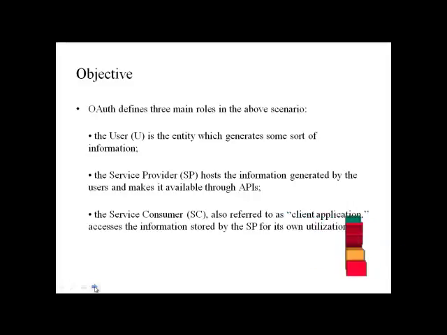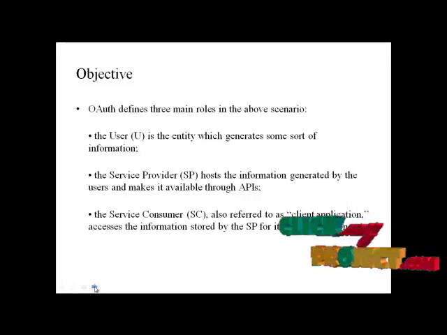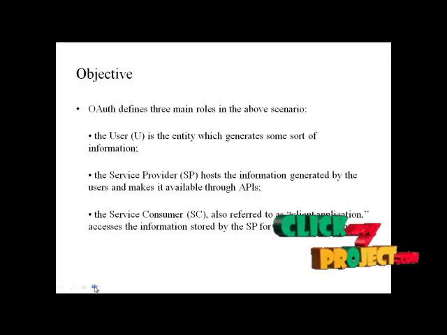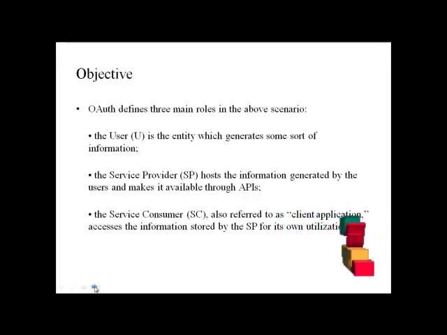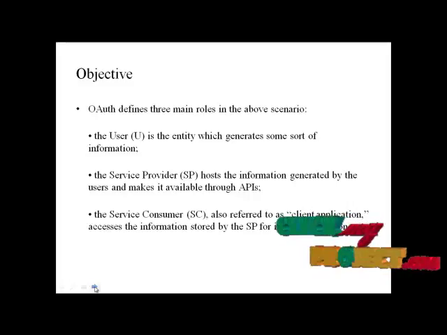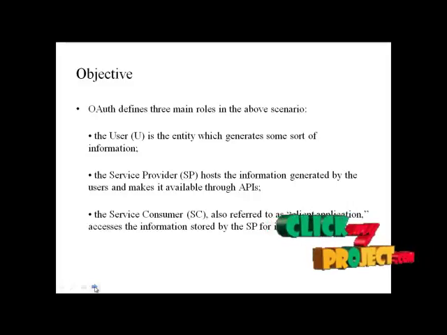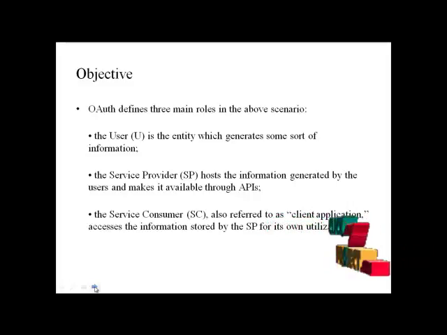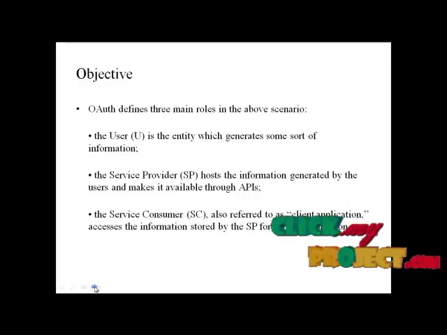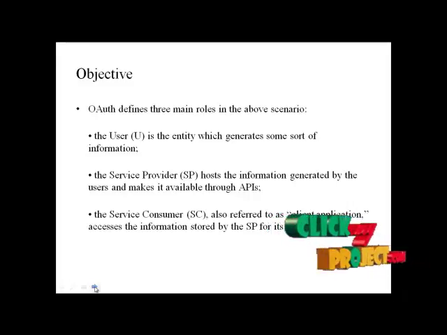User is the entity which generates some sort of information. The service provider holds the information generated by the users and makes it available through APIs. The service consumer SC, also referred to as a client application, accesses the information stored by the SP for its own utilization. This is the main objective of the process.